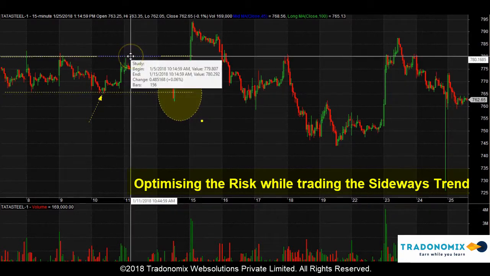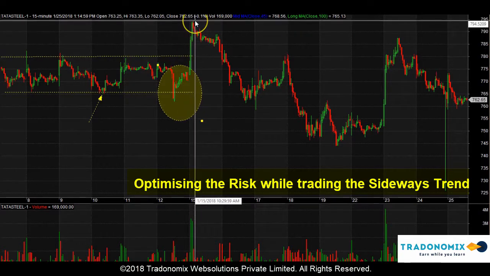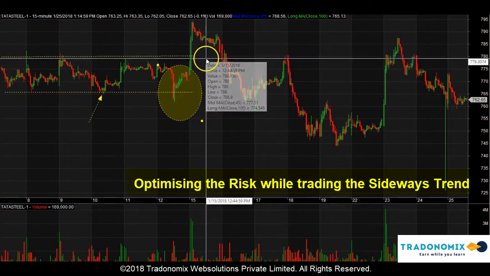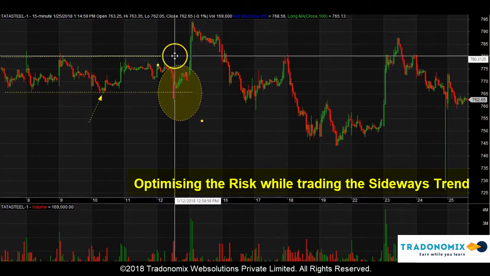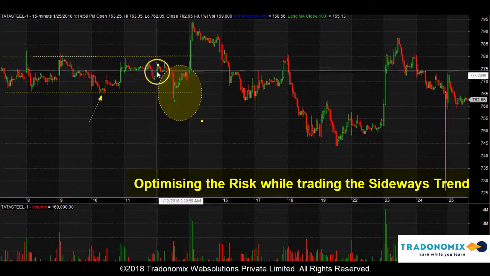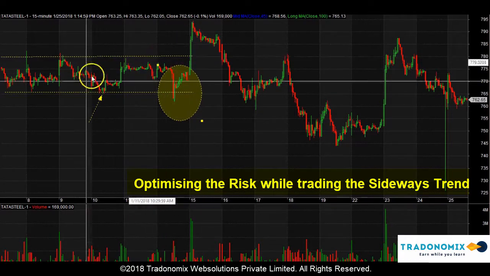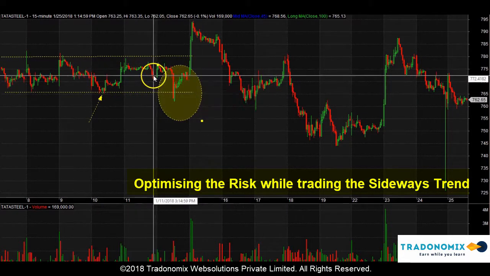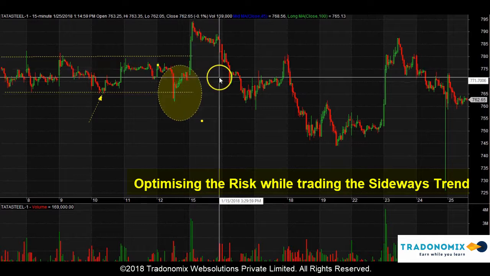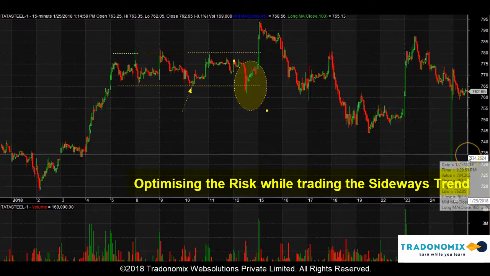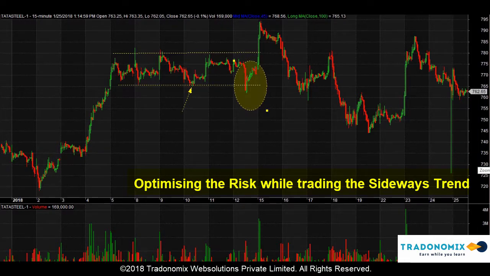Similarly, here above the resistance line also, you see it has gone up, and after the two big candles, it has fallen straight back to, or rather below, the level. So the art of taking a trade above the resistance line and a short below the support line after a sideways breakout is very, very crucial, and it can damage your trade and ensure that you're thrown out from the market soon.